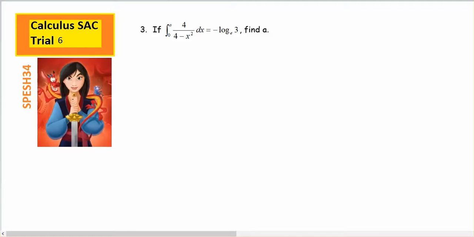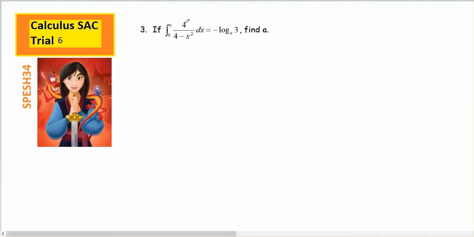This is for Year 12 Specialists. It comes out of the Calculus SAC Trial number 6, question 3. Find the definite integral from 0 to a of this. If this equals minus log base e of 3, find the value of a.